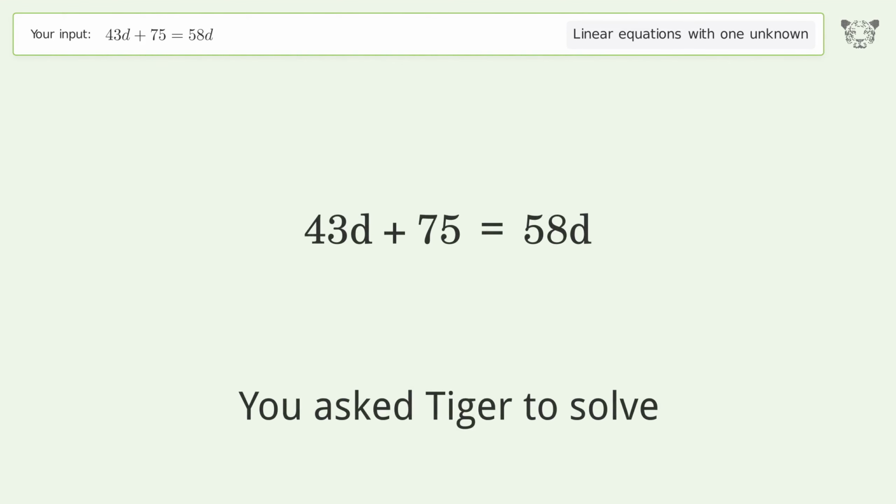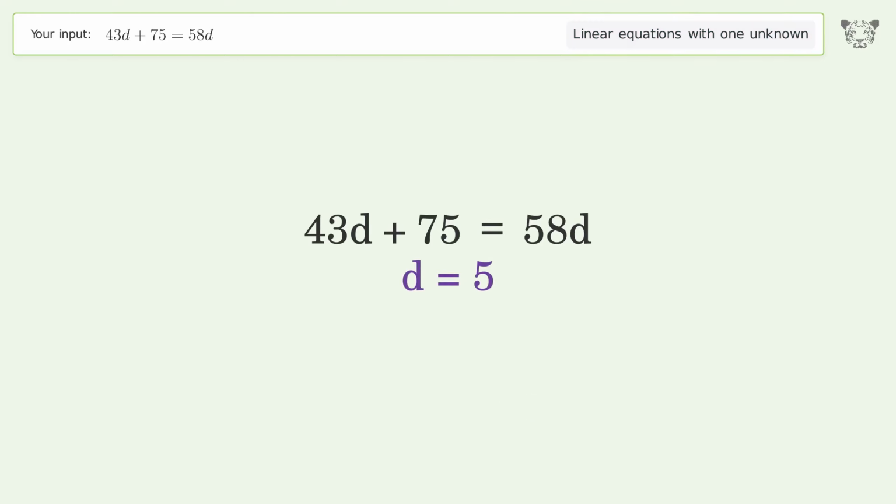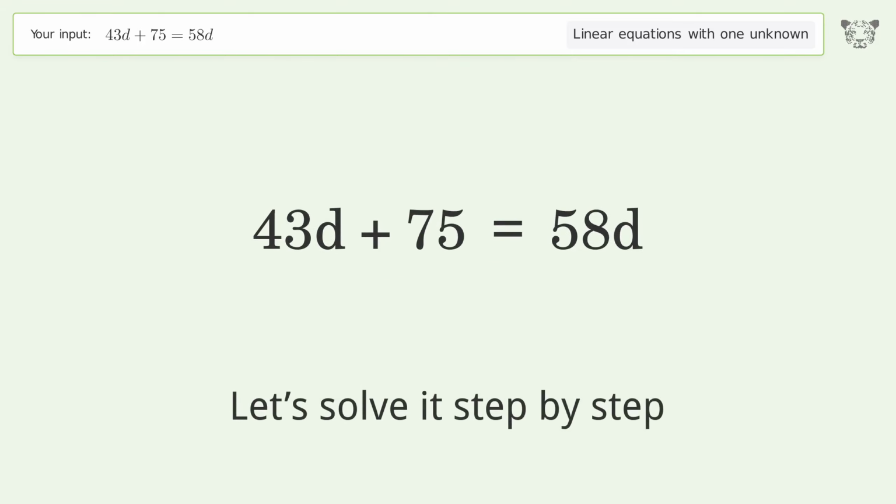You ask Tiger to solve. This deals with linear equations with one unknown. The final result is d equals 5. Let's solve it step by step.